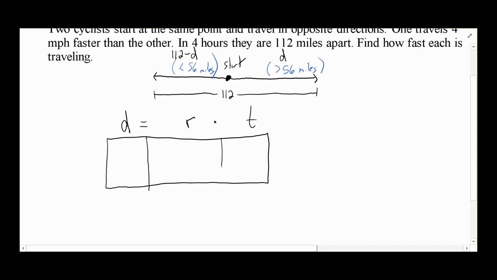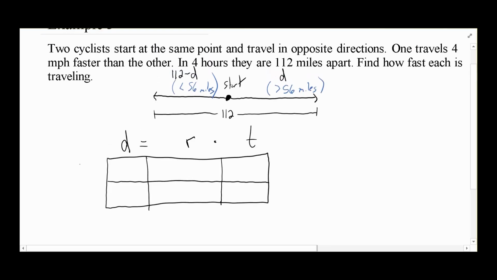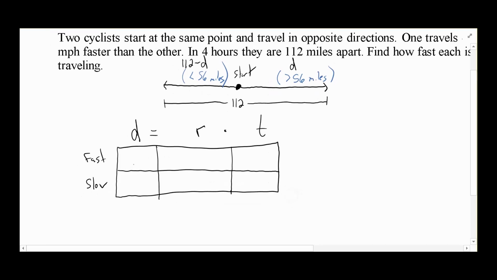So we've got this dirt box that we're going to create. Now our rows are going to represent each of the cyclists. We're going to have the fast dude and the slow dude. And we're going to fill in as much information as we can. And we might not have every piece of information here, and that's fine too. So in this case, we know that the fast guy, according to our picture up there, his distance is d. The slow guy, according to our picture, is 112 minus d.